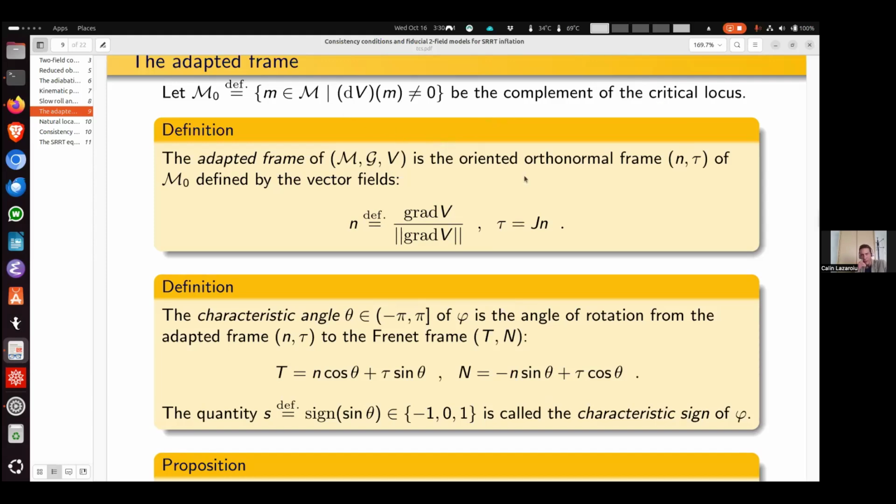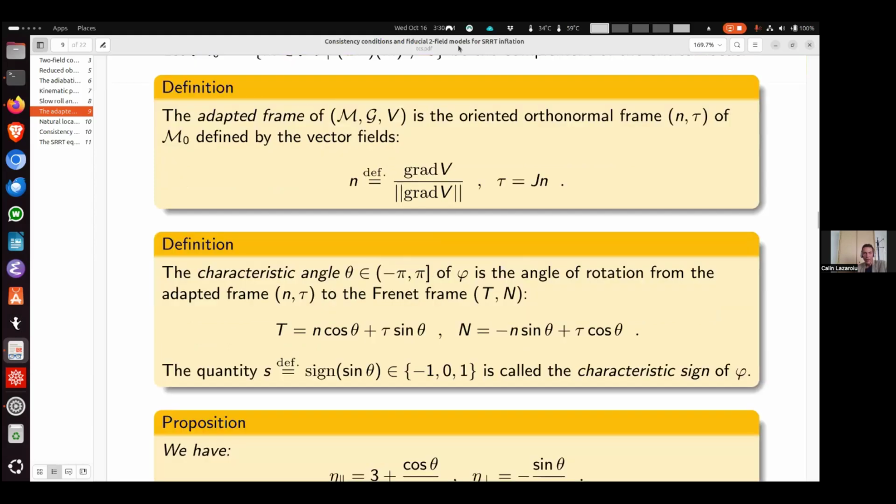The critical locus is obviously a closed subset of M, so its complement is an open subset of M, therefore it carries the open submanifold structure. I denote this complement of the critical locus by M0. It's an open submanifold of my surface. So the adapted frame of my scalar triple (M, G, V) is an oriented orthonormal frame of this non-critical locus, this open submanifold M0, which is defined by the vector fields n and tau given in this formula. So n is just the normalized gradient vector field of V, and tau is the vector field obtained by rotation by angle plus pi over 2 from n. So it's again a normalized vector field defined on this non-critical locus M0.